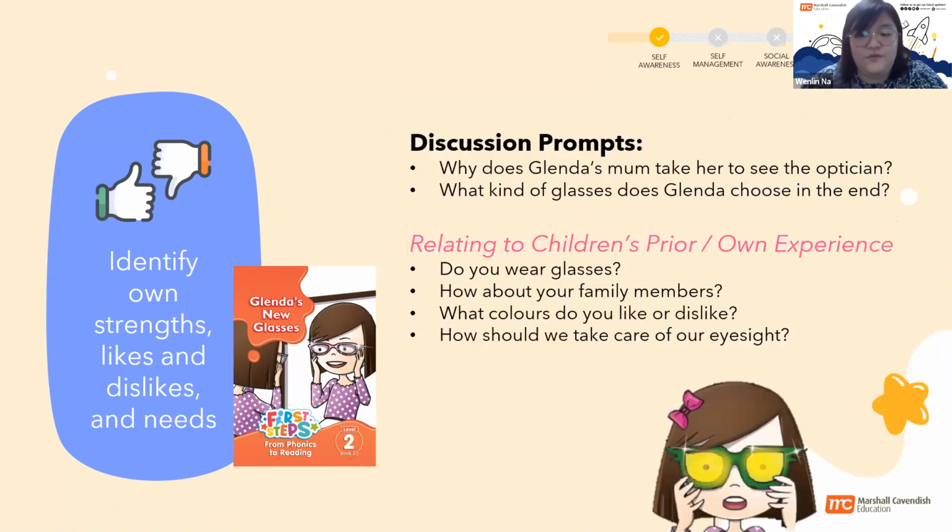After reading the story with your students, you can expand and ask them some questions. For example, using the story, you can check if your children can identify Glenda's needs, likes and dislikes. Thereafter, you can prompt them to relate to their own experience. For example, say, "Oh, do you wear glasses like Glenda? What colors do you like or dislike?" Through this discussion, you're building your pupils' sense of self-awareness.